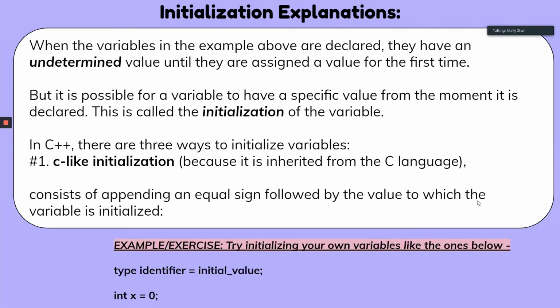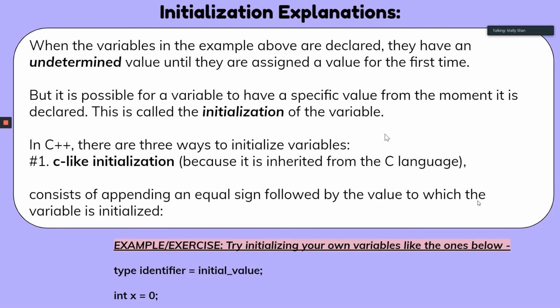Okay, now actually to creating stuff. Initialization is what happens after declaration. When the variables in the example above are declared, they have an undetermined value. We didn't set our integers to anything. We didn't put anything inside of our baskets. We just made the space for it. So they don't have a value until they're assigned a value. It's possible for a variable to have a specific value from the moment it is declared, and this is called initialization. In C++, there are 3 ways to initialize variables.